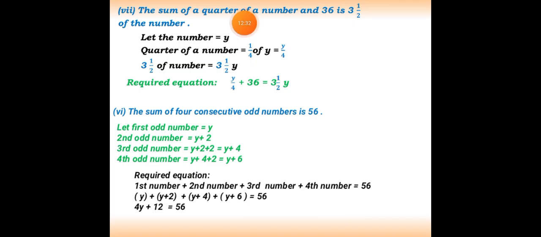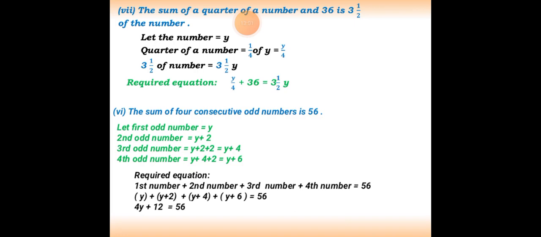The sum of a quarter of a number and 36 is 3 whole 1 by 2 of the number. Let the number be y. A quarter of a number is 1 by 4 of y, which is y by 4. 3 whole 1 by 2 of a number is 3 whole 1 by 2 y. The equation is y by 4 plus 36 is equal to 3 whole 1 by 2 y.